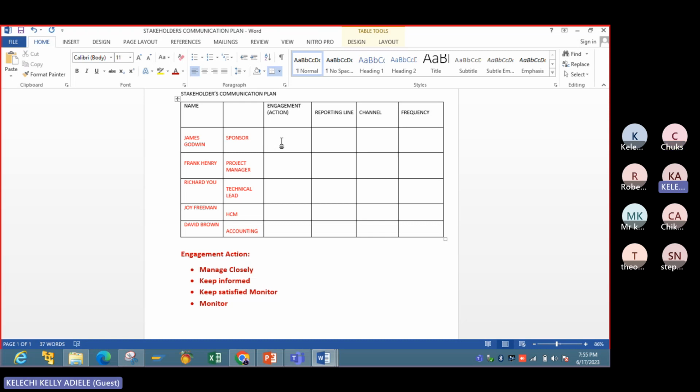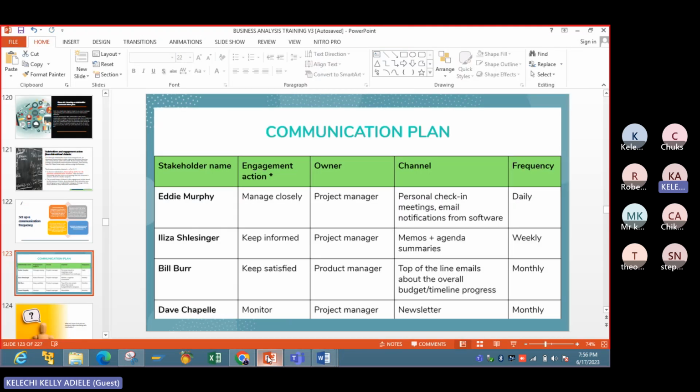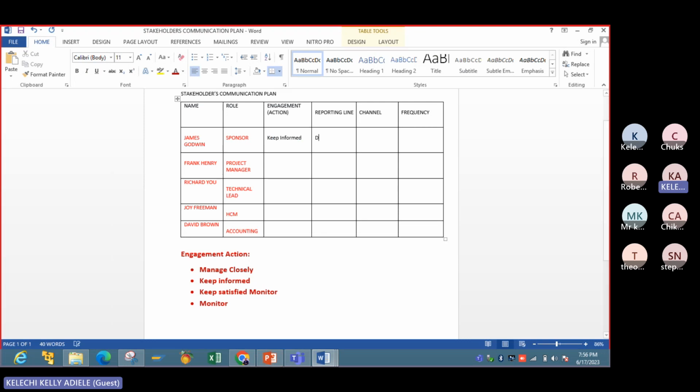Stephen, you can talk now, right? Roberto, Theodora, how do we manage this sponsor? Anyone? Keep informed. Keep informed. Okay, that sounds good. Any objection, please, you can tell us why you feel it shouldn't be keep informed. Reporting line. I think this should be direct. This is direct because he's the sponsor. He doesn't report to anybody.